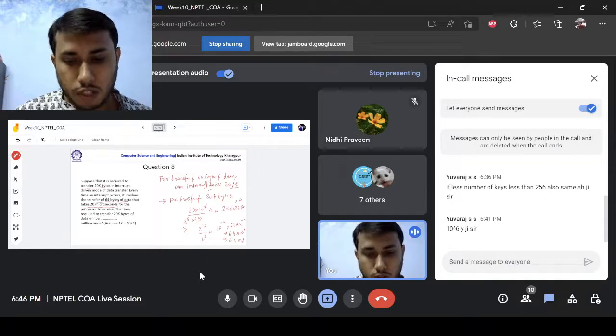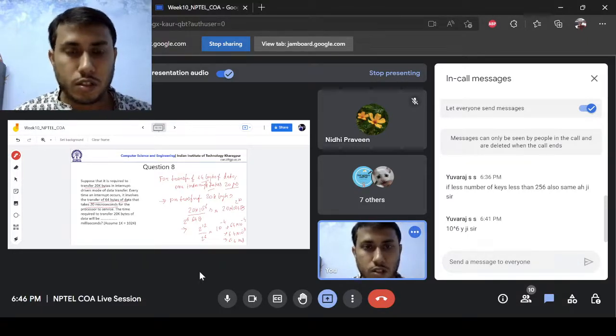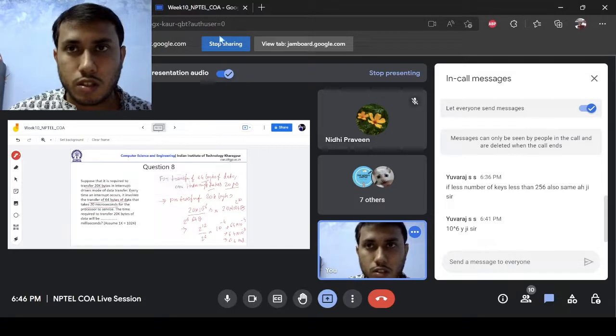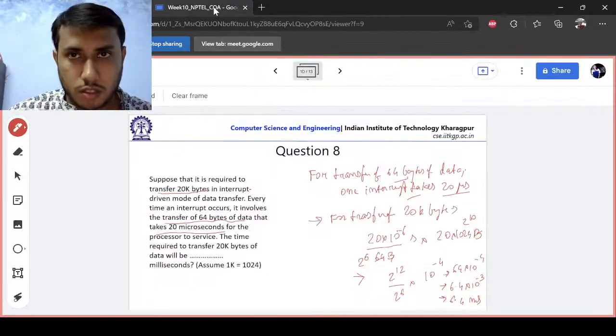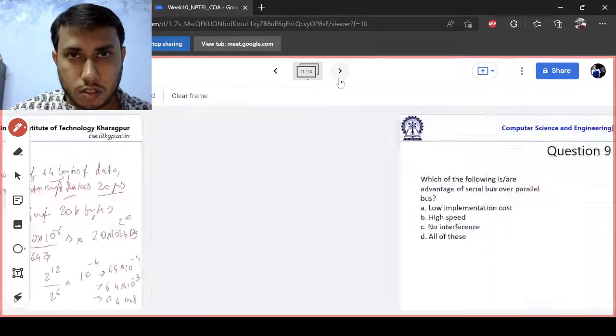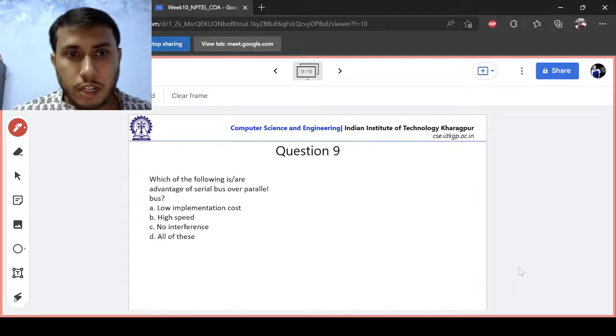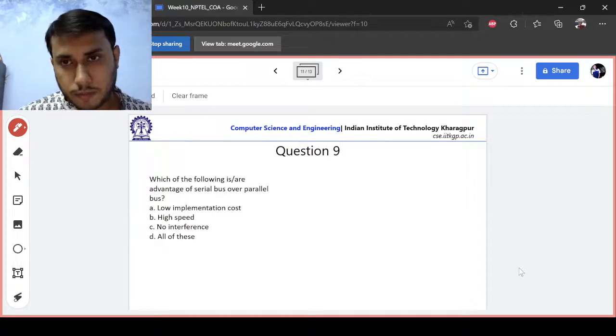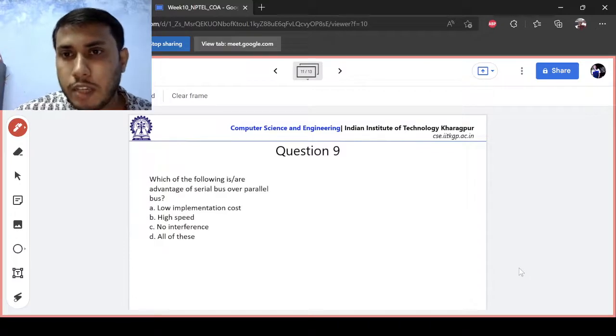So let's go to the next question. It is given, which of the following are advantage of serial bus over parallel bus? Option A is low implementation cost, option B is high speed, option C no interference, option D all of the above.